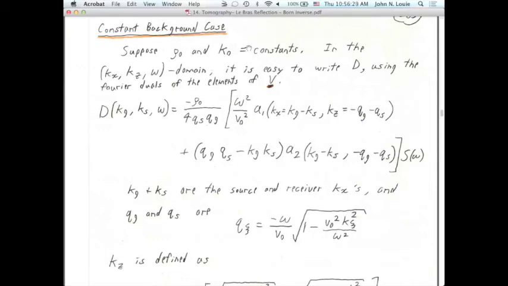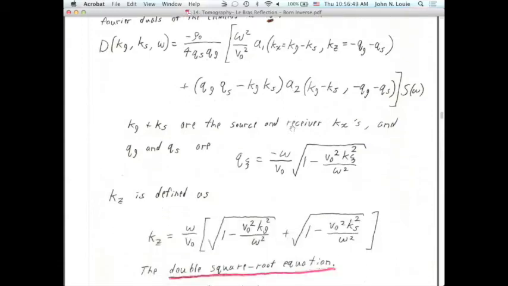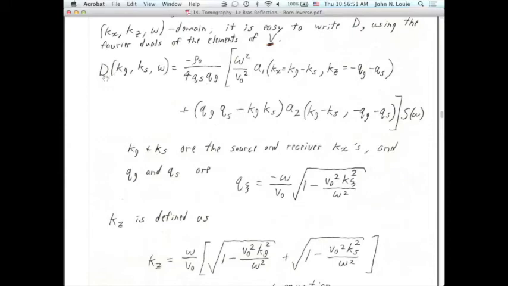So we have straight rays, of course, and we can transform. We can write the reflection data in terms of k sub x, k sub z, and omega. We can write them in terms of the Fourier duals of the elements of the scattering potential V. All right, so we have the data in terms of kg, ks, and omega. These are the slopes in terms of the geophone locations, the slopes in terms of the source locations that are in the data, and that's the time frequency.